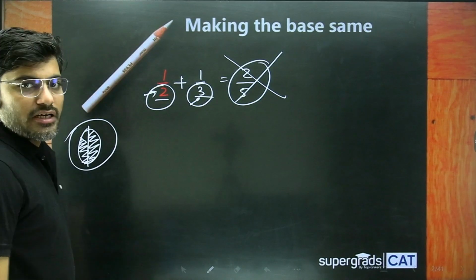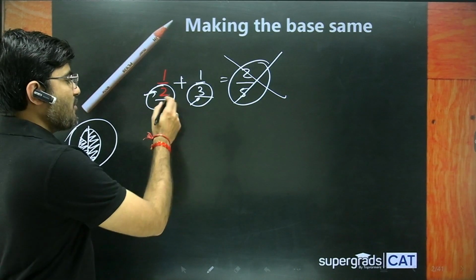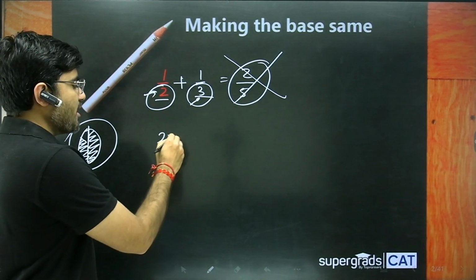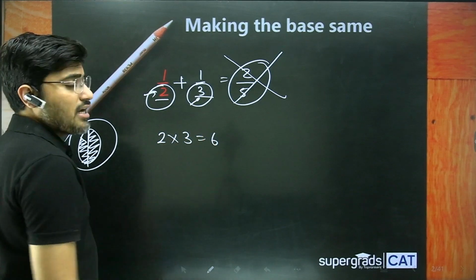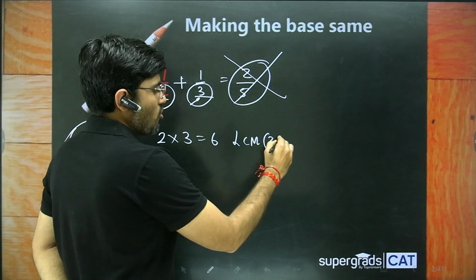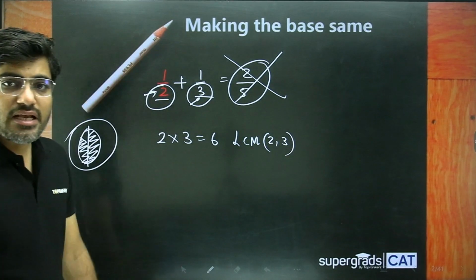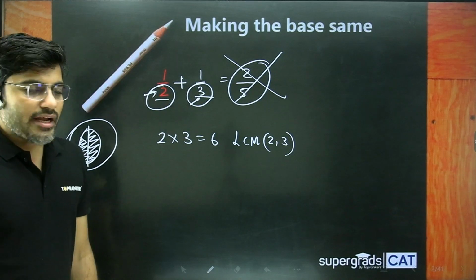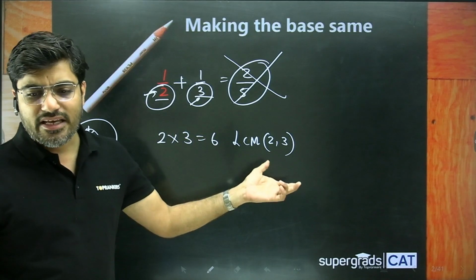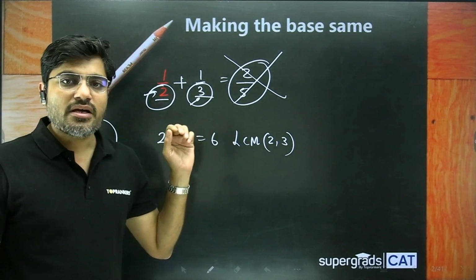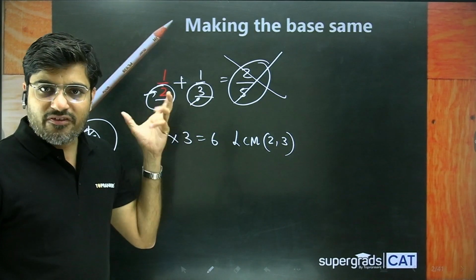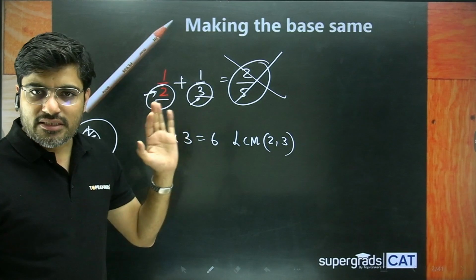And here the denominators are 2 and 3. So we multiply them with each other, and multiplying 2 and 3 I will get 6, and 6 is nothing but the LCM of 2 comma 3. So indirectly if I'm multiplying them, then also I'm doing the same thing, or else I can take the LCM if you are aware of the term LCM. And if you are not aware of the term LCM, then you have to multiply them with each other. That is what you need to do.